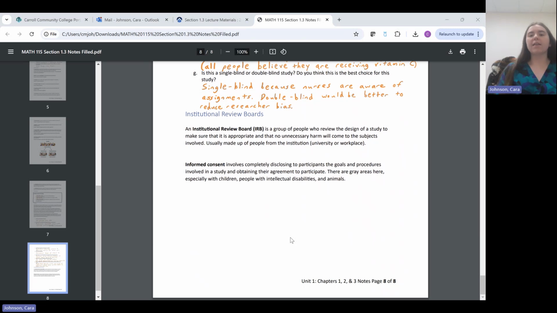And then informed consent is disclosing to participants the goals and procedures and obtaining their agreement to participate. There, of course, can be gray areas here, and this is definitely debated, such as with children, people with intellectual disabilities, animals, things that can't consent. So there's always debate on whether it is ethical to actually conduct research on those people or animals. So that is section 1.3.